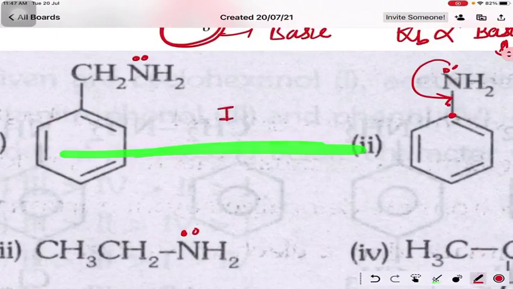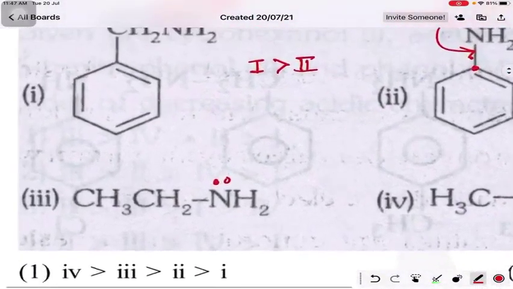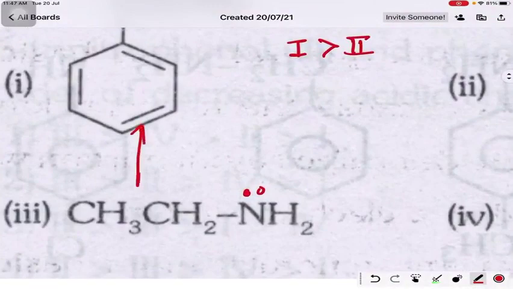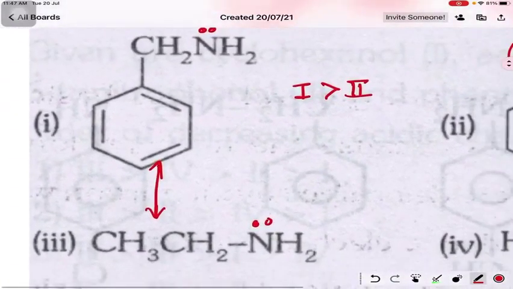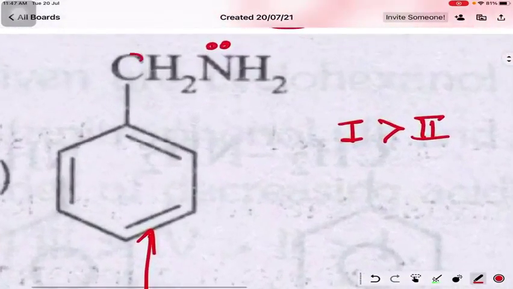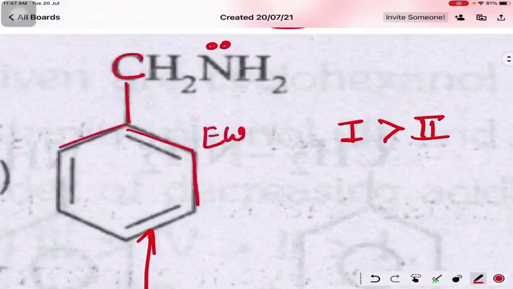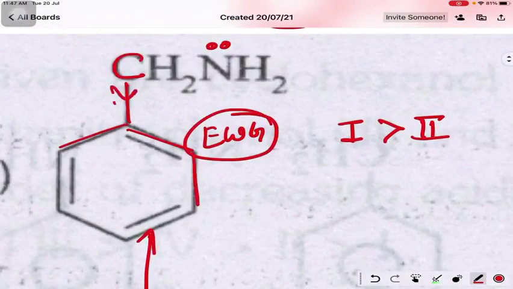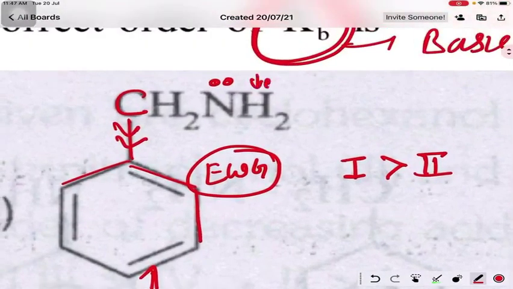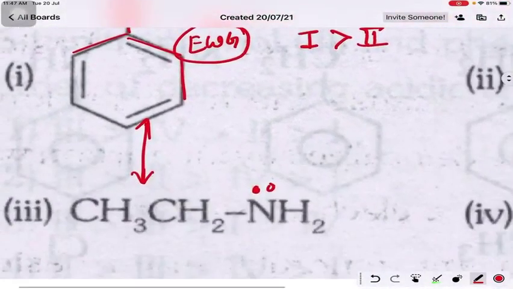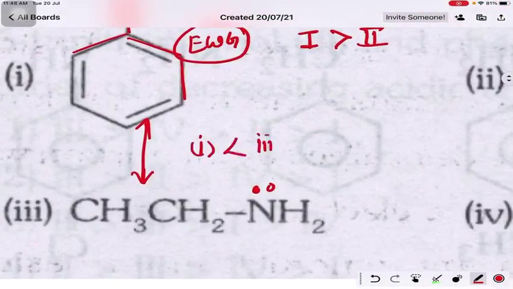1 will be a stronger base than 2. Now, out of 1 and 3, because this NH2 is attached to that carbon which is bonded to the phenyl ring, and this will act as an electron withdrawing group here, as a result it will decrease the electron density on nitrogen. So compound number 1 will be less basic than compound number 3.